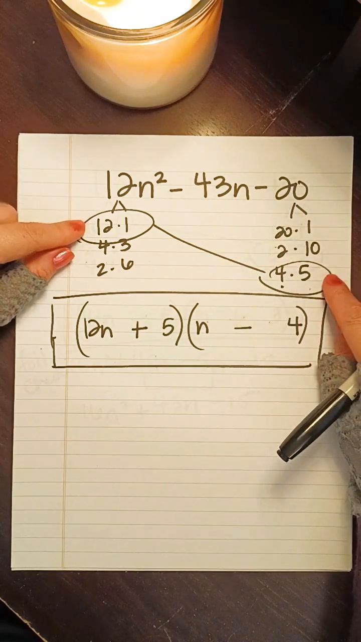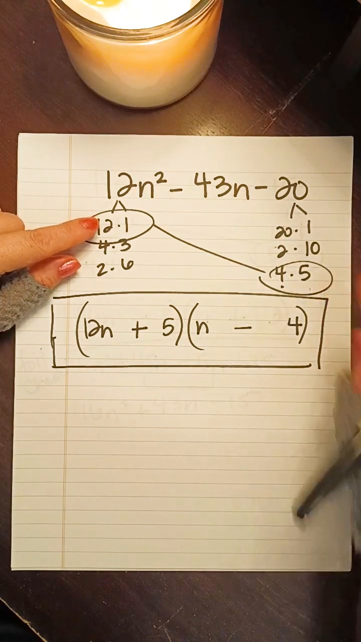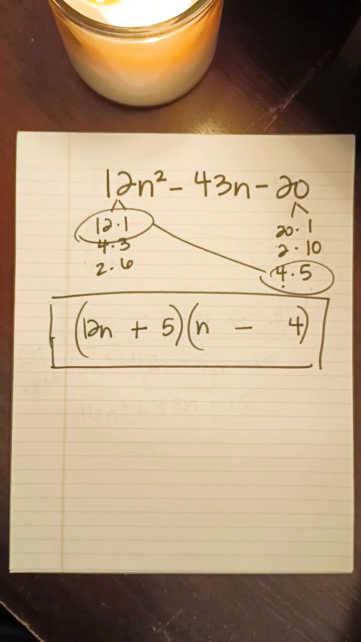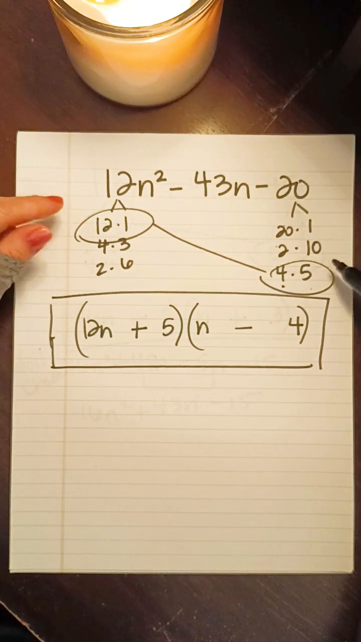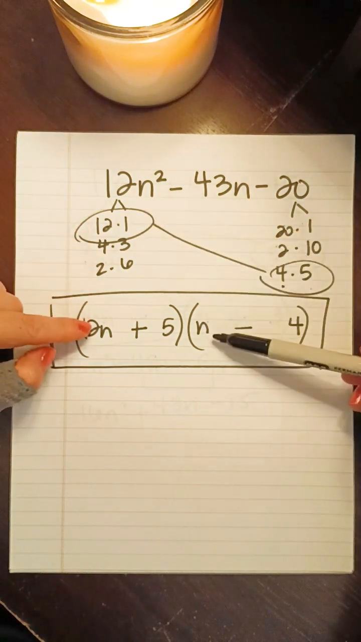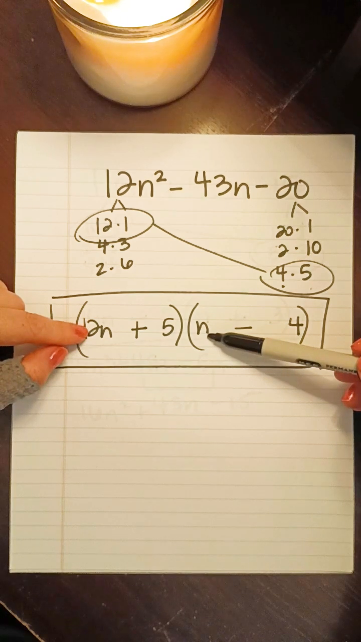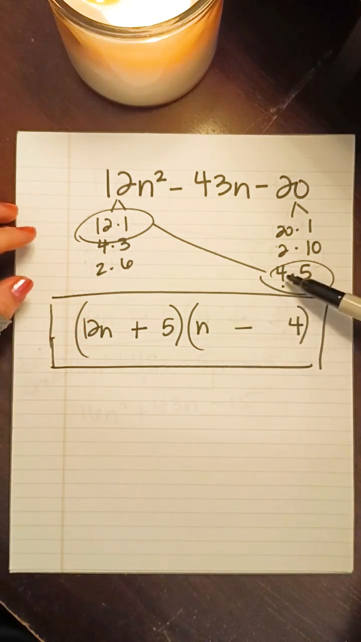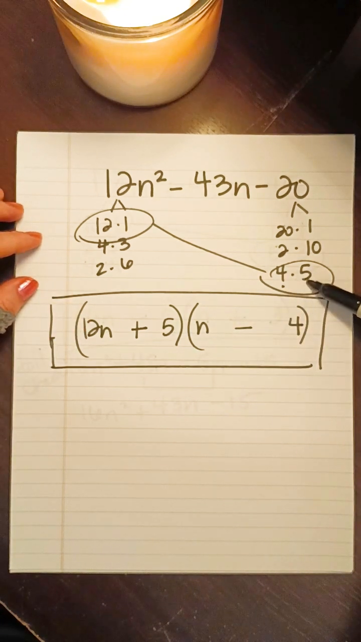And so by multiplying 12 times 4 together and 1 times 5, so 48 and 5, 48 minus 5 got us to 43. So these two pairs worked. These always get placed in the first spot of each binomial. It doesn't matter how you place them. Just got to put them there. N could go here, 12 could go here, it doesn't matter. These get placed last. It does matter.